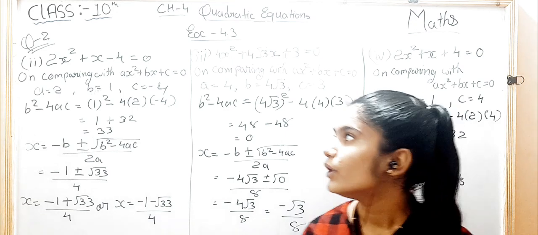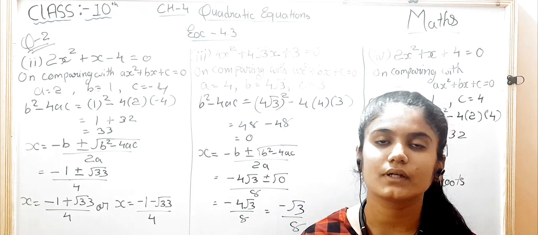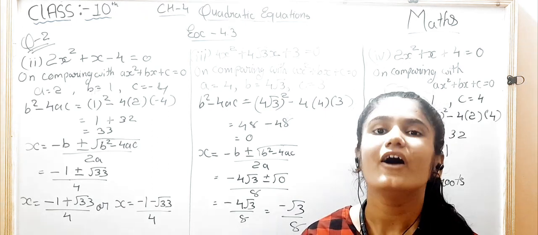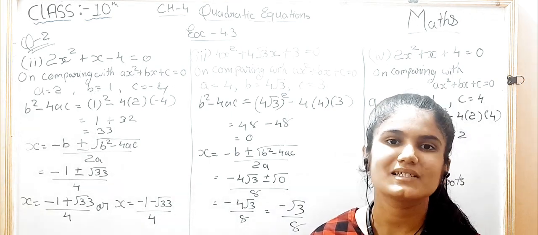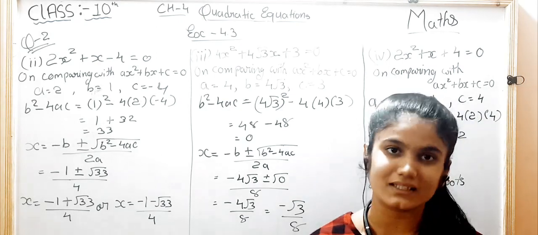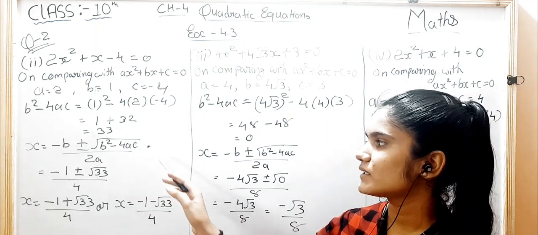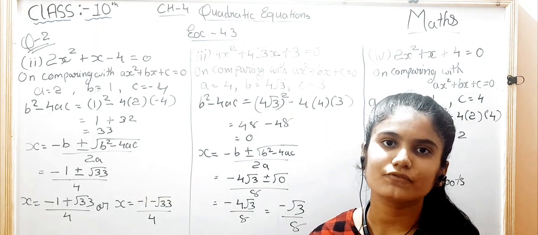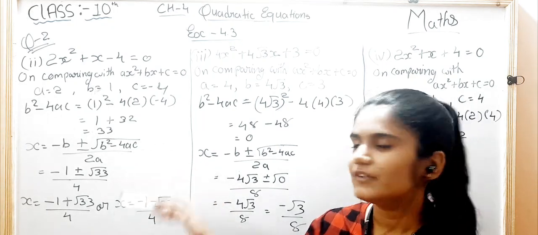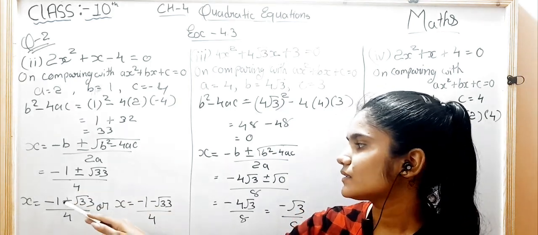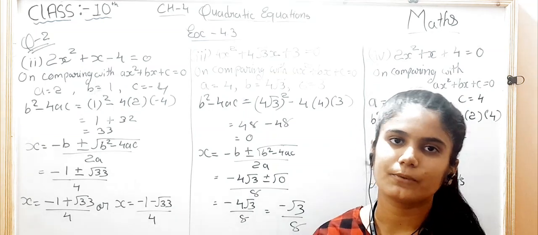Question number 2, number 2. 2x square plus x minus 4 is equals to 0. On comparing this equation with ax square plus bx plus c is equals to 0, we get the values of a, b and c. Putting the values of a, b and c in b square minus 4ac, we get the answer 33. x is equals to minus b plus or minus under root b square minus 4ac upon 2a is the quadratic formula from which we have to find the roots of x. Substituting the values of every term, we get the answer minus 1 plus under root 33 upon 4 or minus 1 minus under root 33 upon 4.